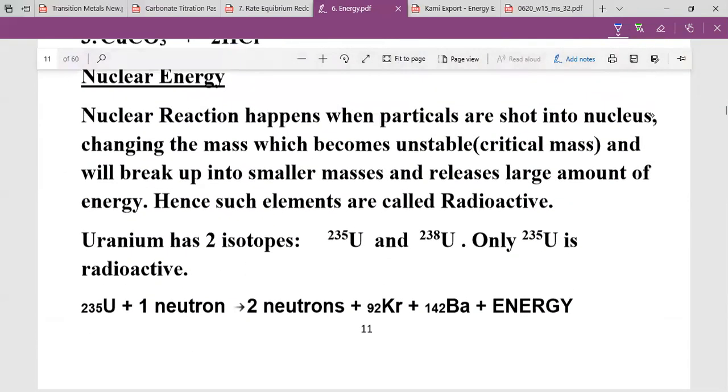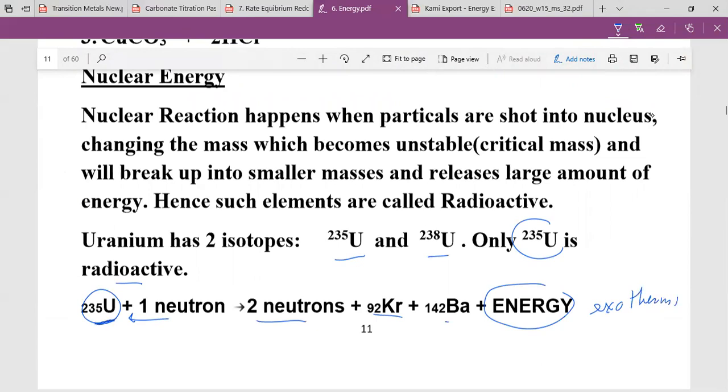Now uranium has two isotopes, uranium-235 and uranium-238. Only uranium-235 is radioactive. So when you shoot a neutron into uranium-235, it will break up into 2 neutrons plus krypton plus energy. So it's exothermic.